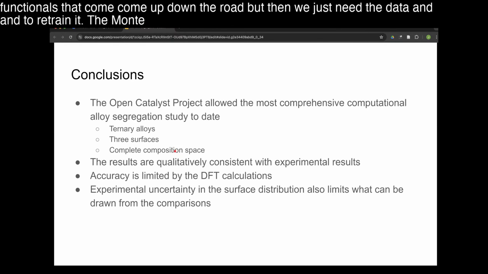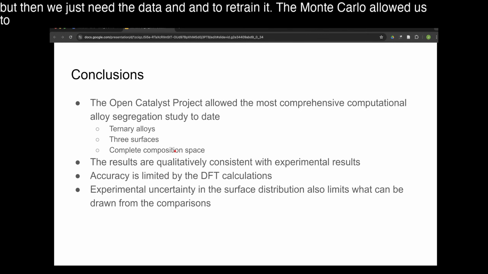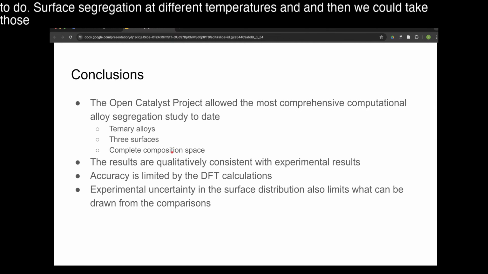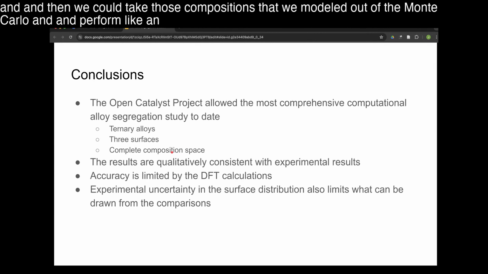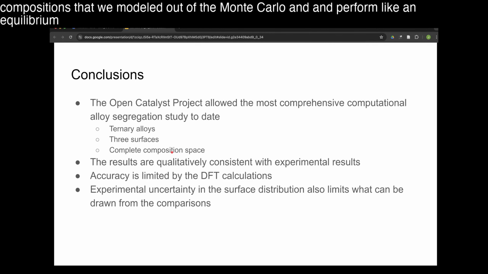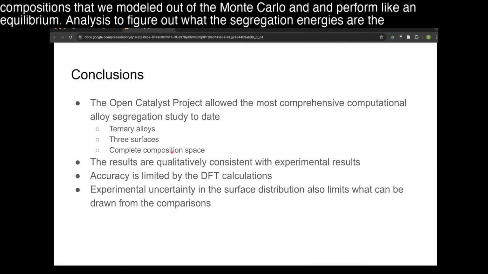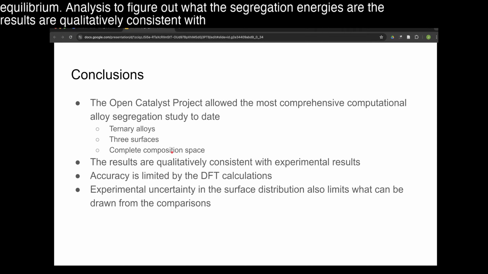The Monte Carlo allowed us to do surface segregation at different temperatures, and then we could take those compositions that we modeled out of the Monte Carlo and perform an equilibrium analysis to figure out what the segregation energies are. The results are qualitatively consistent with experimental results.